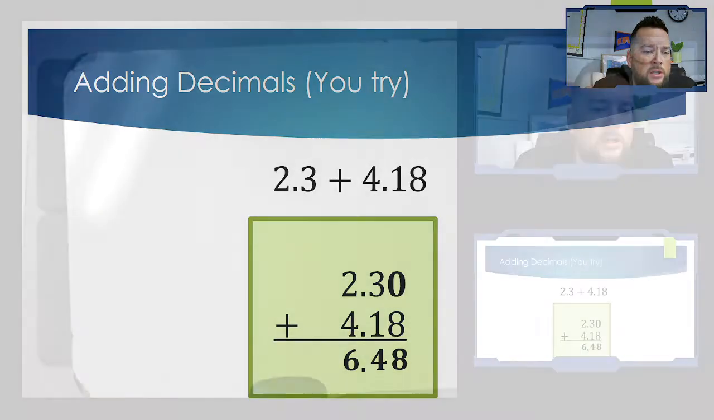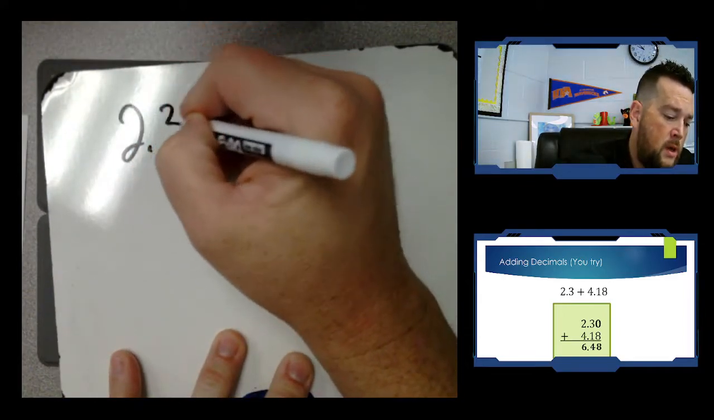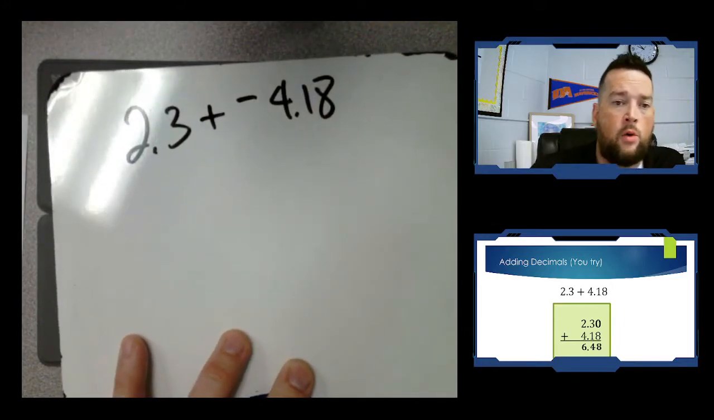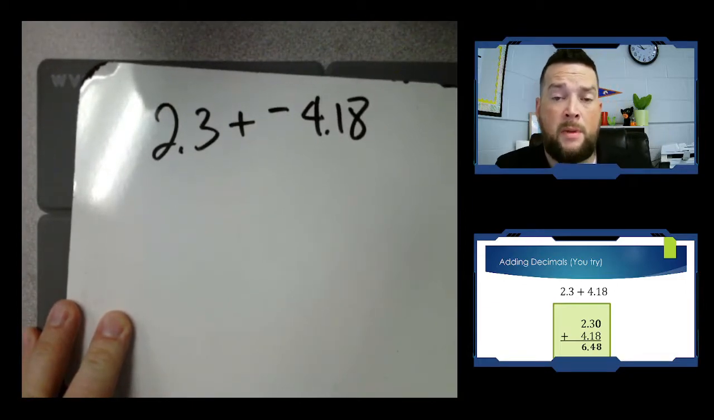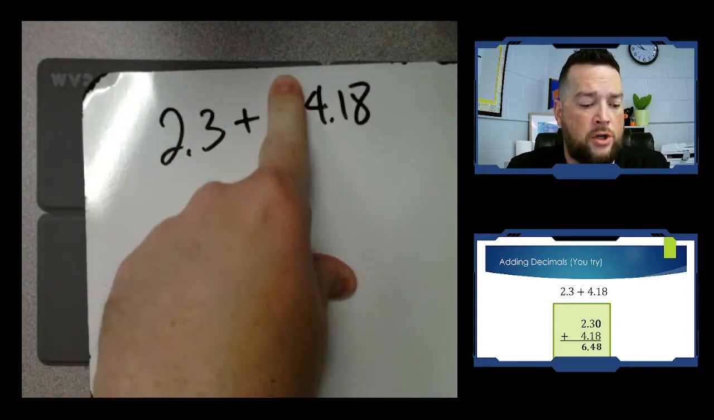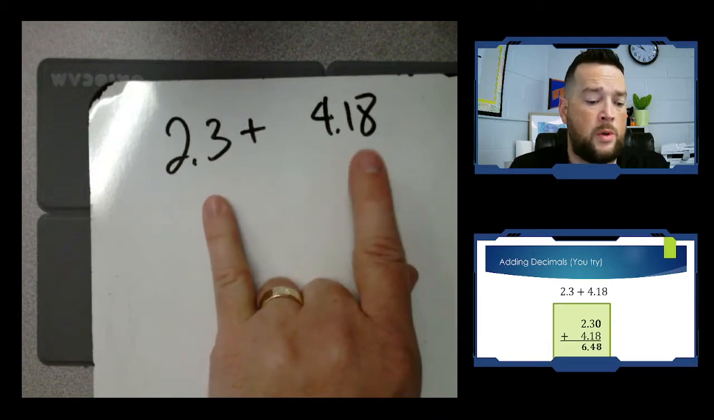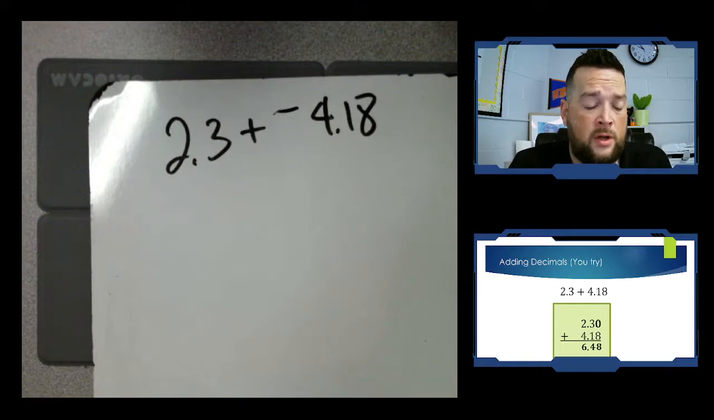Now let's switch this up for a second, and let's pretend this said 2.3 plus negative 4.18. We also want to include positives and negatives in this lesson, because that's what makes it a 7th grade concept. If you're in 6th grade, you're probably just going to be adding two positive numbers with decimals. Once you get to 7th grade, we just add the negatives and positives into the same problem, which really is not too confusing.